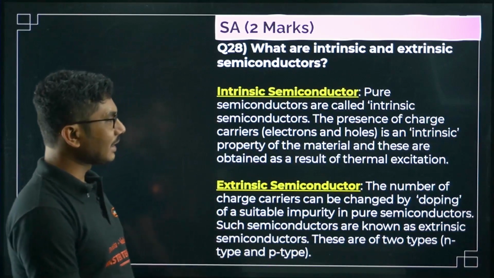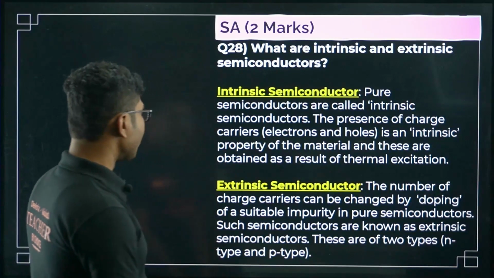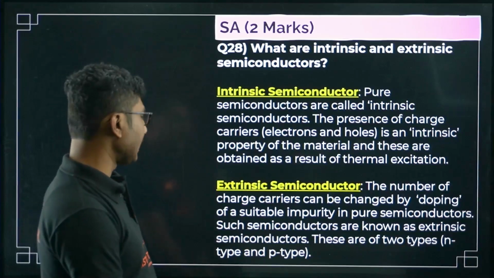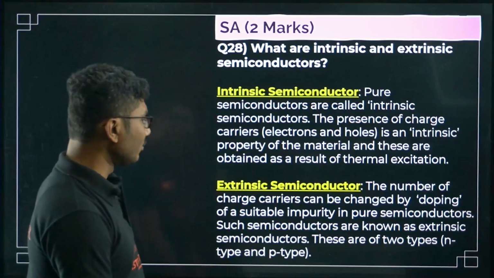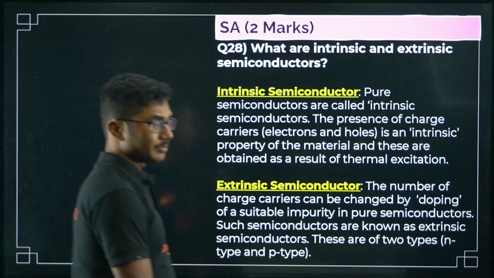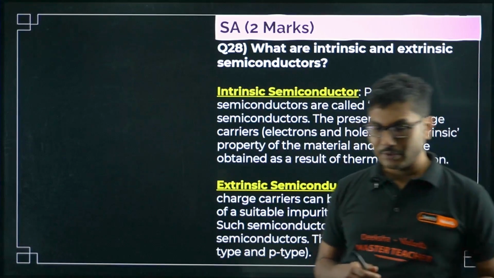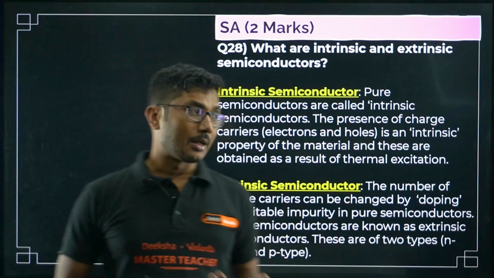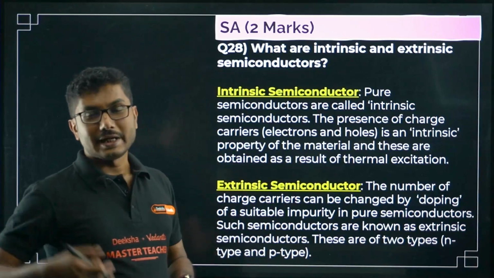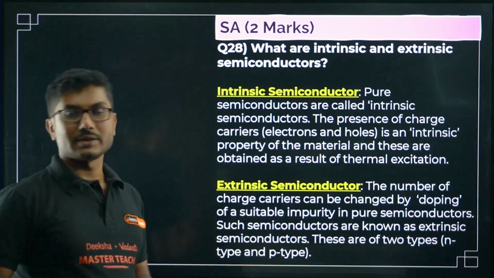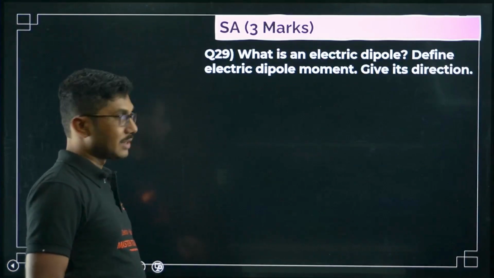Whereas in extrinsic semiconductors, the number of charge carriers can be changed by doping a suitable impurity into a pure semiconductor. Such semiconductors are known as extrinsic semiconductors. There are two types, p type and n type. So an extrinsic semiconductor is basically when you dope a pure semiconductor with impurity to increase its number of charge carriers. You can either induce extra negative charge carriers, called n-type semiconductors, or you can induce more holes and make p-type semiconductors.